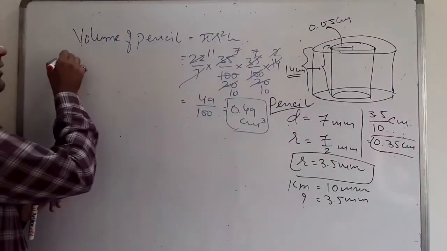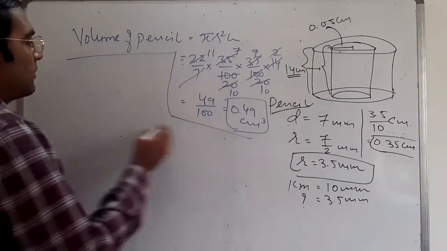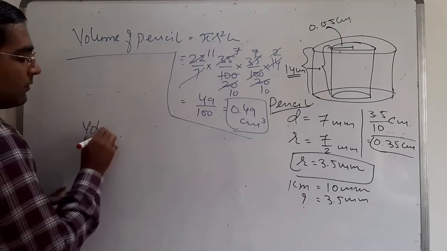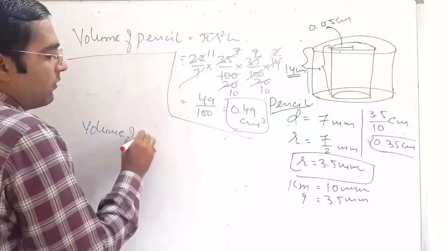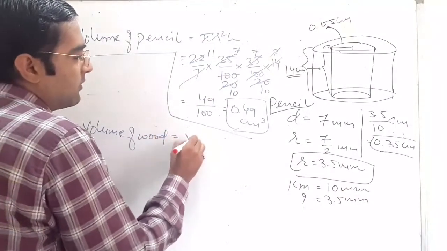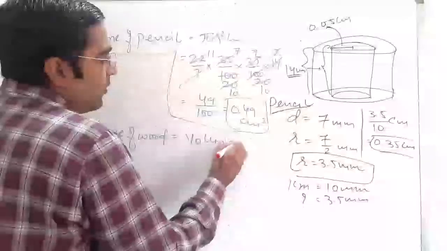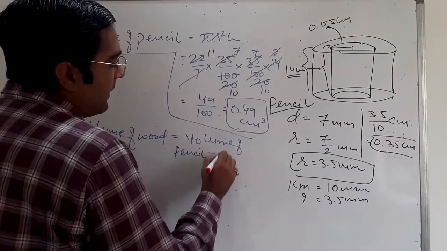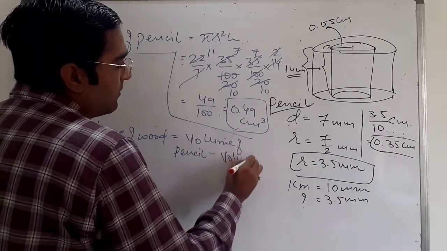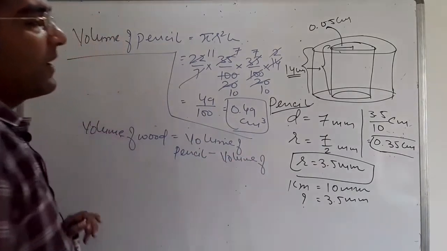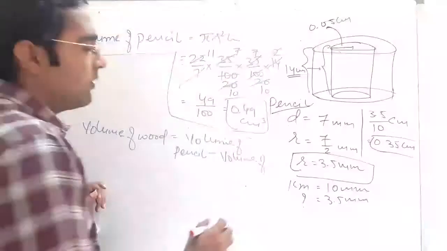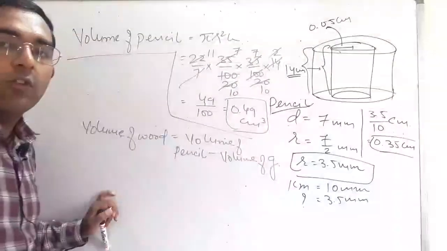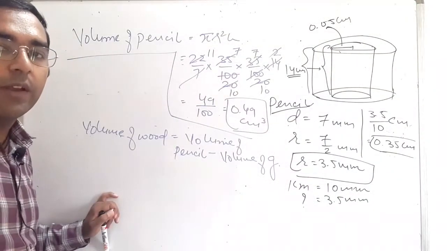Now I have to find the volume of the wood. So for the volume of the wood, that is volume of pencil minus volume of graphite. Okay, volume of pencil minus volume of graphite.